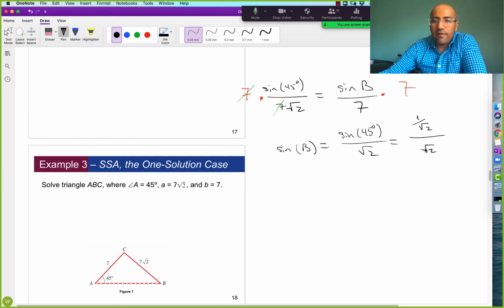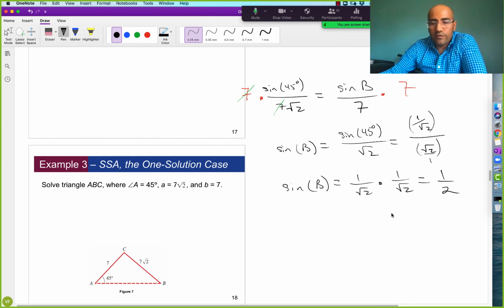So we can simplify this by multiplying the numerator times the reciprocal of the denominator. Put a little 1 there. And so we end up with sine of B equals 1 over root 2 times the reciprocal of the denominator, 1 over root 2. So the whole thing just equals 1 over 2, so it's 1/2. So we have this: sine of B equals a half.